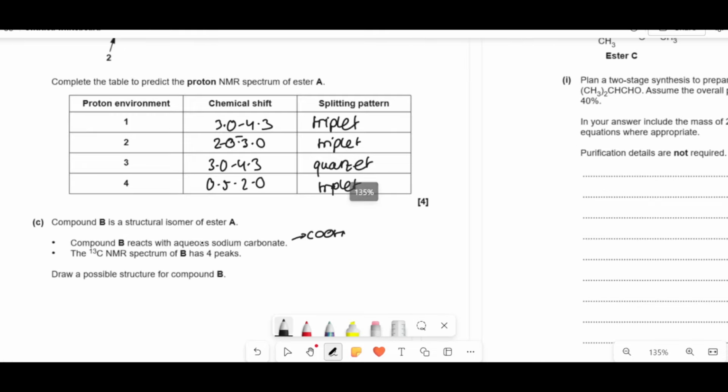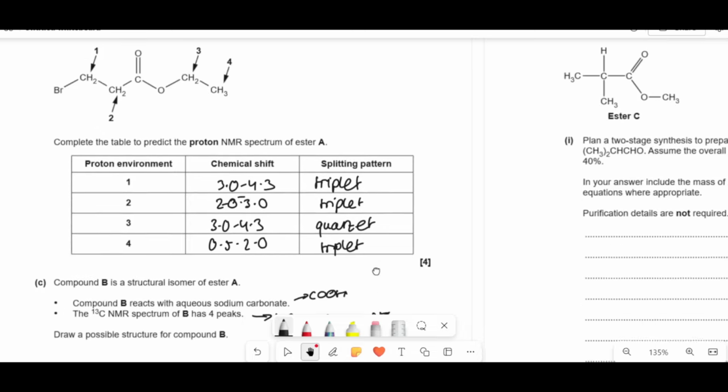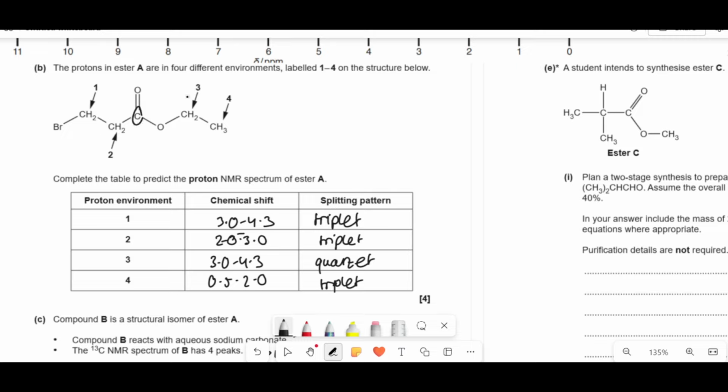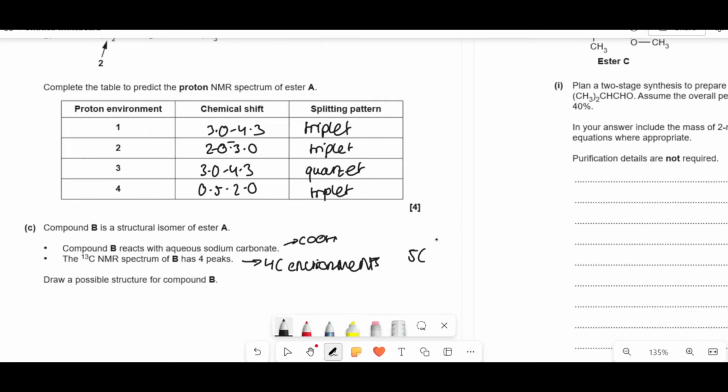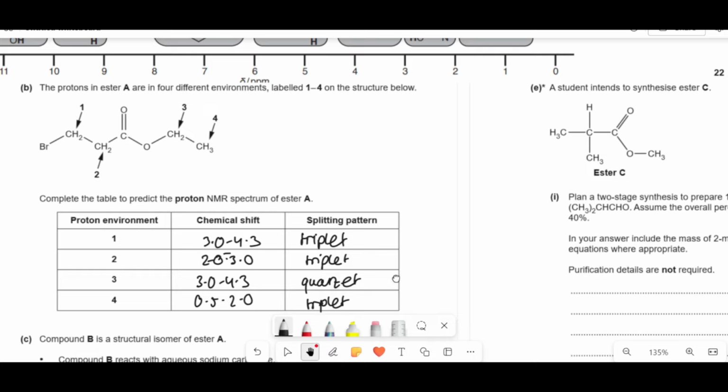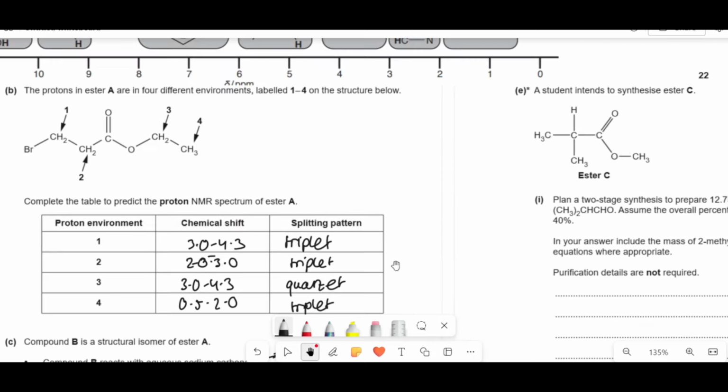It's also told you that it's got four peaks, which means it's got four carbon environments. A lot of people just kind of overlook this and are just like, okay, well, I'm going to ignore that now, which is a bit weird. It's like, that's still important. So here we've got 1, 2, 3, 4, 5 carbons. We've got one bromine as well. And then what, how many oxygens are we allowed?